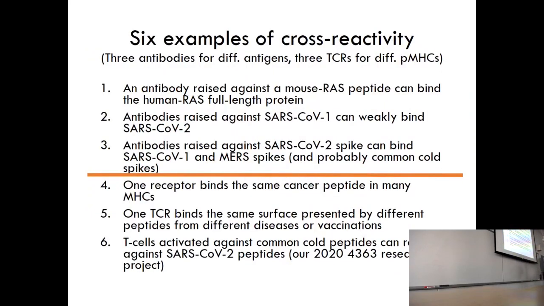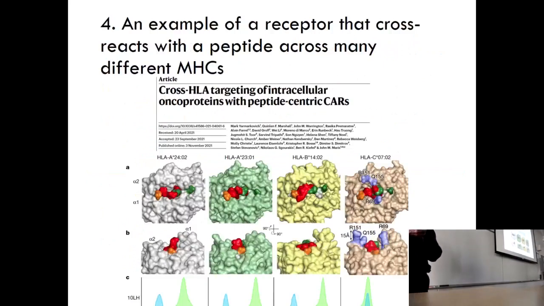So we talked about 3 examples of cross-reactivity for antibodies. We talked about the antibody to mouse-RAS. We talked about that SARS-CoV-1 and CoV-2 can cross-react. And antibodies raised against SARS spike can recognize SARS-CoV-1 and MERS. This is the cryo-EM one. They probably do recognize common cold spikes. It's just hard for us to see that because everyone already has that when they start. So there's 3 more studies of cross-reactivity, same kind of idea, but with this different system. And that's what I want to focus on this year.